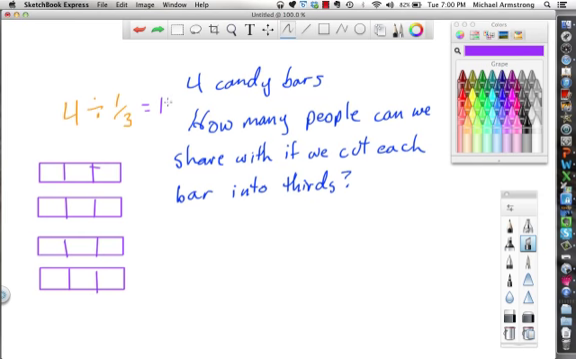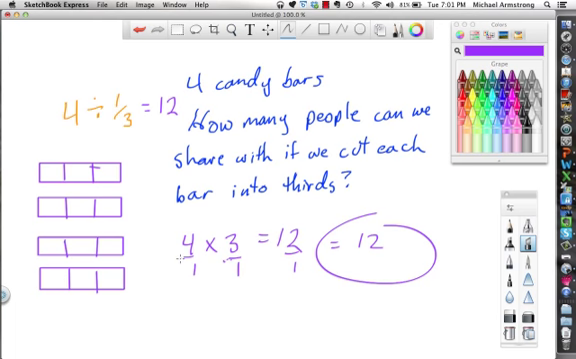Okay, equals 12. If we wrote the related multiplication problem, we'd say 4 times 3 equals 12, because 3 is the reciprocal for 1/3. 3 ones, 4 ones. It still equals 12. Okay, showing all of our work. That's how it looks.